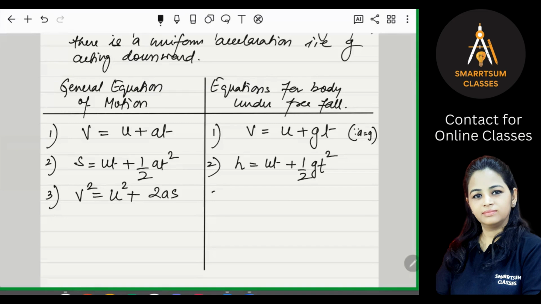Now here it will become v square, final velocity, u square, initial velocity, plus 2as. Here a will become g and s will become h, so 2gh. Is that clear? So the third equation of motion for the body under free fall will be v square is equal to u square plus 2gh, where g is the acceleration due to gravity and h is the height. Okay, so write down.